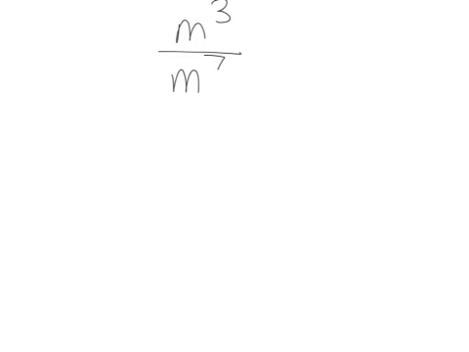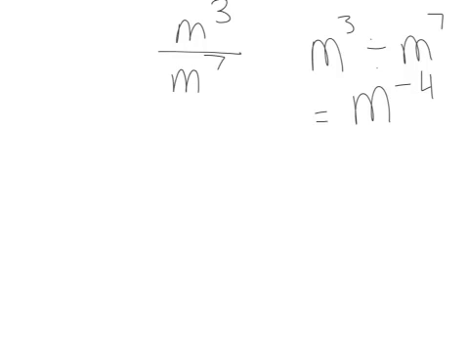Okay, this time we have m cubed over m7. Now you can also solve this by using rules of indices. This is the same as m cubed divided by m7, and we know that rules of indices say that this is going to be m to the power of -4.